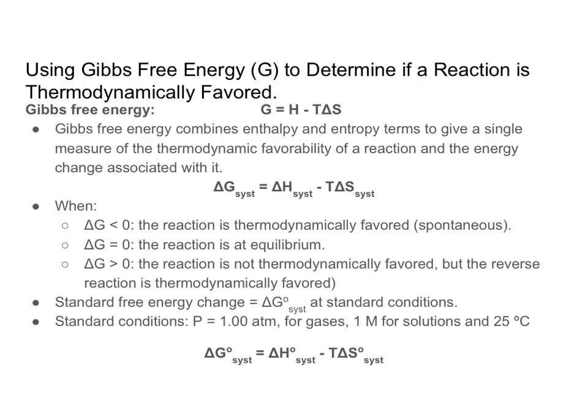If delta G's value is less than 0, the reaction is thermodynamically favored to occur spontaneously. If delta G is 0, the reaction is at equilibrium. That means that it is going forward and backward. If delta G is greater than 0, that means the reaction is not thermodynamically favored, but the reverse reaction is thermodynamically favored. So those are things you're going to have to remember.